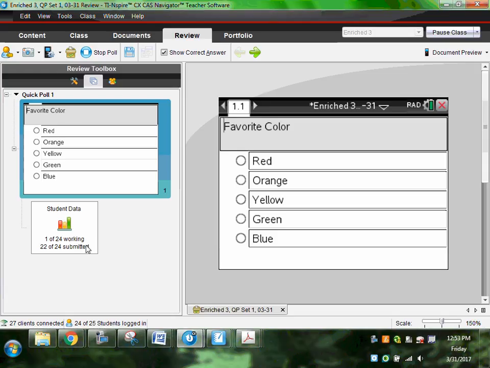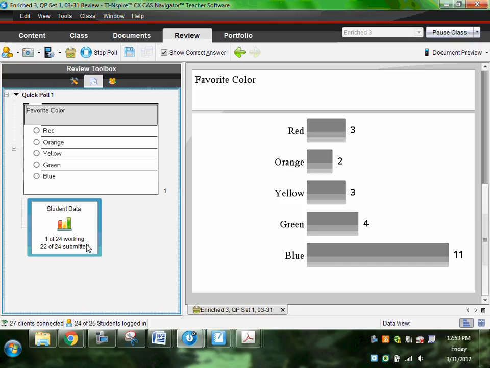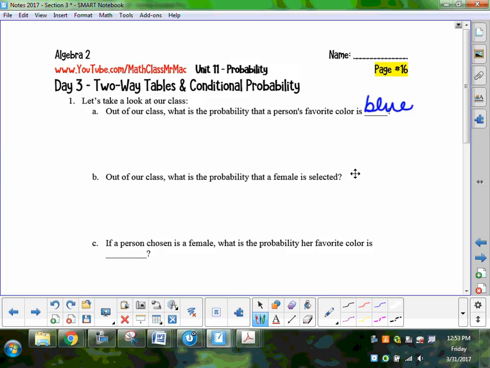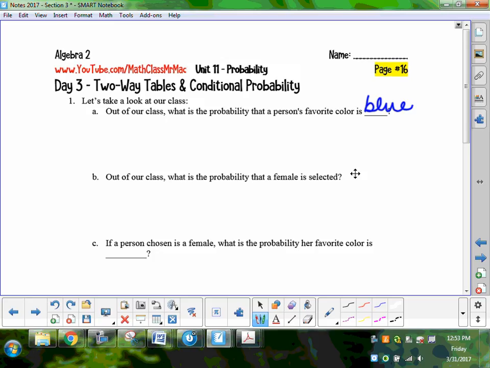Now, looking at this grouping, as of right now, we're going to use this as our data. Just so you know, we've got 23 total persons in this class that voted, and 11 picked blue. So let's answer this out of our class. What's the probability that a person's favorite color is blue? Hands up, please, when you can answer that. Based on our class, what's the probability that a person's favorite color is blue? You just saw it, and we discussed the data. This should be easy for you. 11 out of 23.